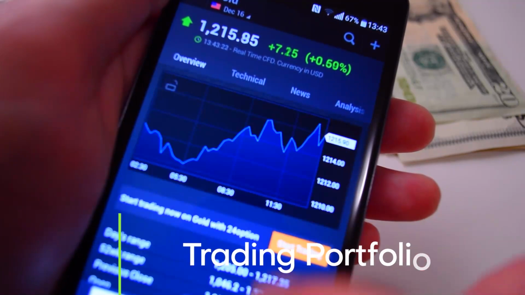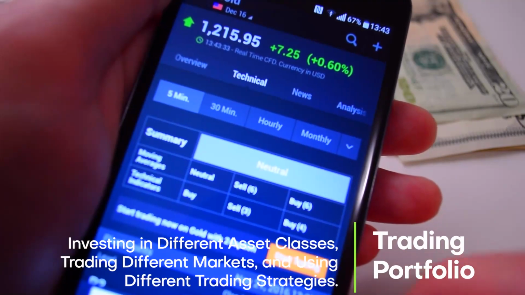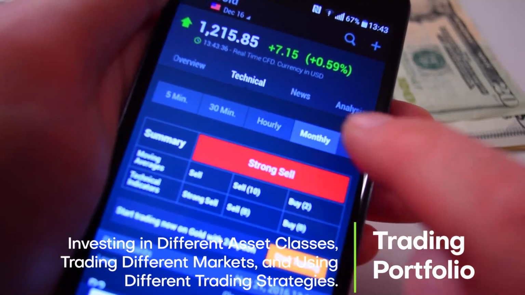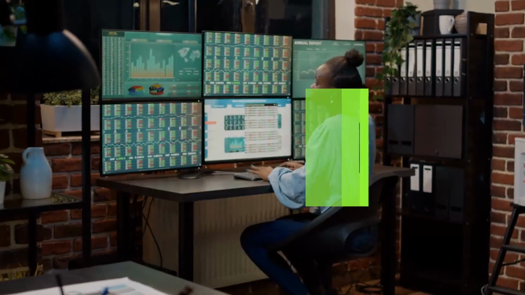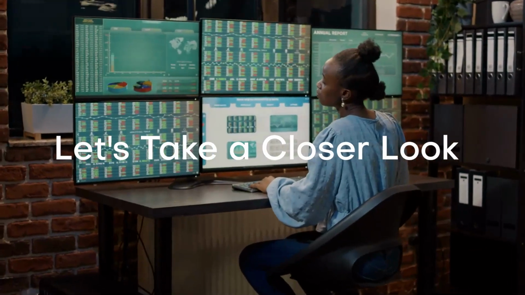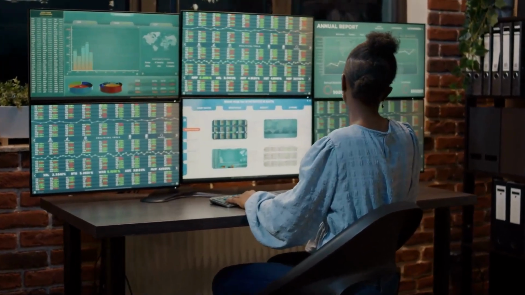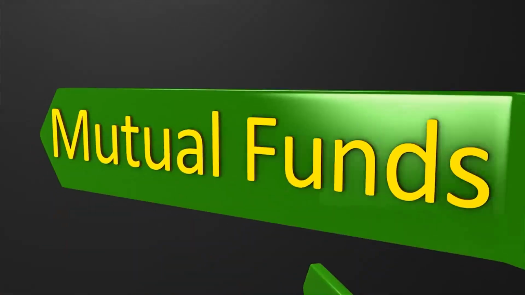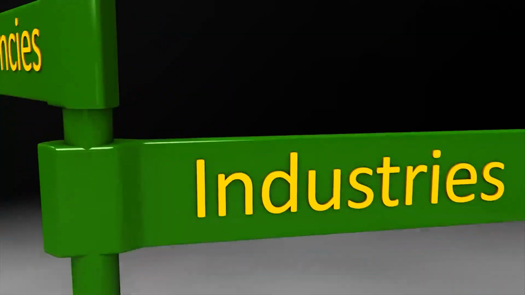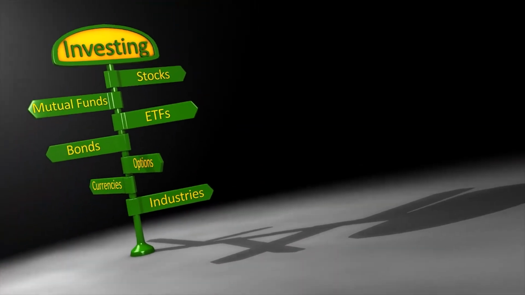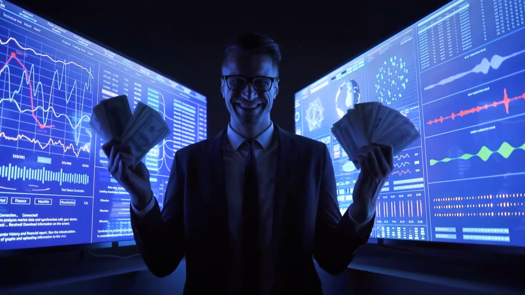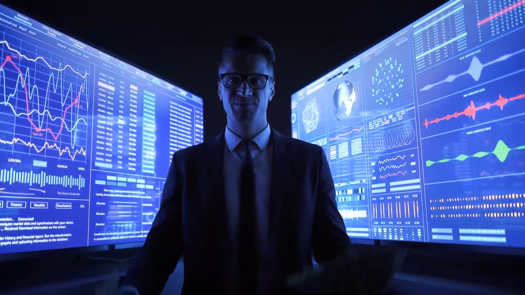There are several ways to diversify your trading portfolio, such as investing in different asset classes, trading different markets, and using different trading strategies. Let's take a closer look at each of these methods. Investing in different asset classes involves allocating your capital across different types of assets, such as stocks, bonds, commodities, and currencies. Each asset class has its own unique risk and return characteristics, and by investing in multiple asset classes, you can spread your risk and potentially increase your returns.